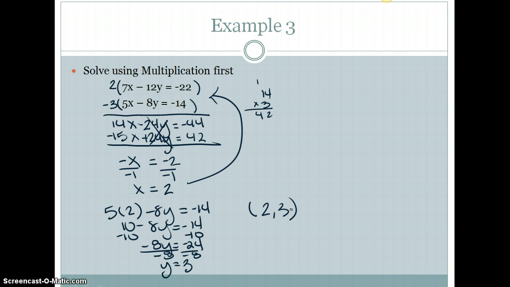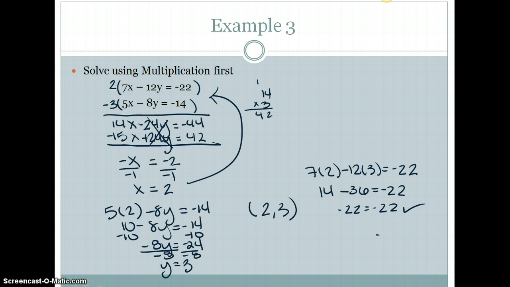You can always check it. The easiest way to check is to plug it into the second equation, the one that you didn't use to finish the solving, in order to make sure that the point still works. So 7 times 2 minus 12 times 3 should equal negative 22. 7 times 2 is 14, minus 12 times 3 is 36, is negative 22. And this does work. Negative 22 is equal to negative 22, so it checks out.